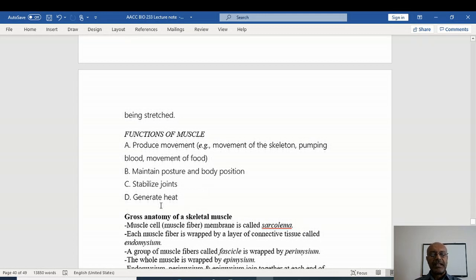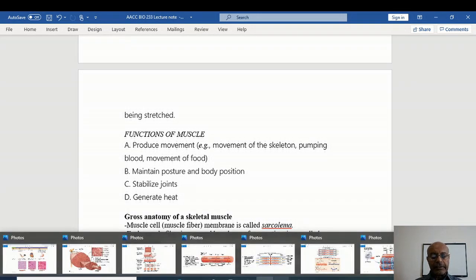Muscles generate heat. Have you ever shivered when you feel cold? During shivering, what is happening is muscles, especially skeletal muscles, are contracting and relaxing. So that's how they generate heat. During contraction and relaxation, muscle can generate heat and warm us up when we feel cold. Let's move on to the structure of skeletal muscle tissue.